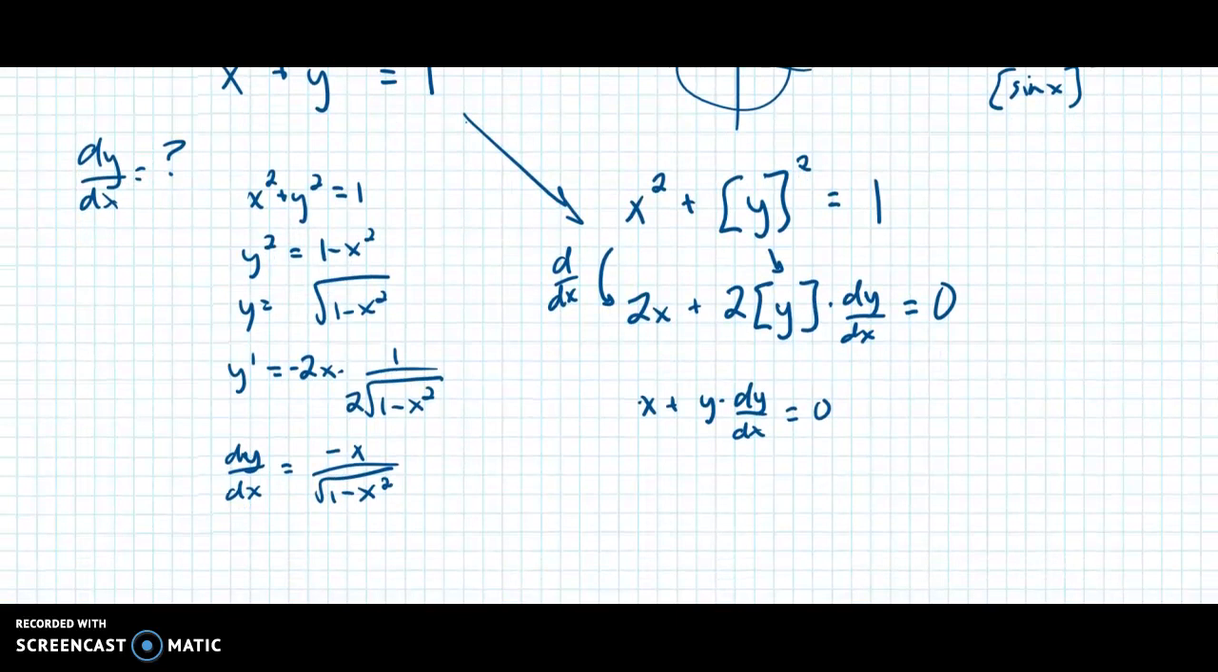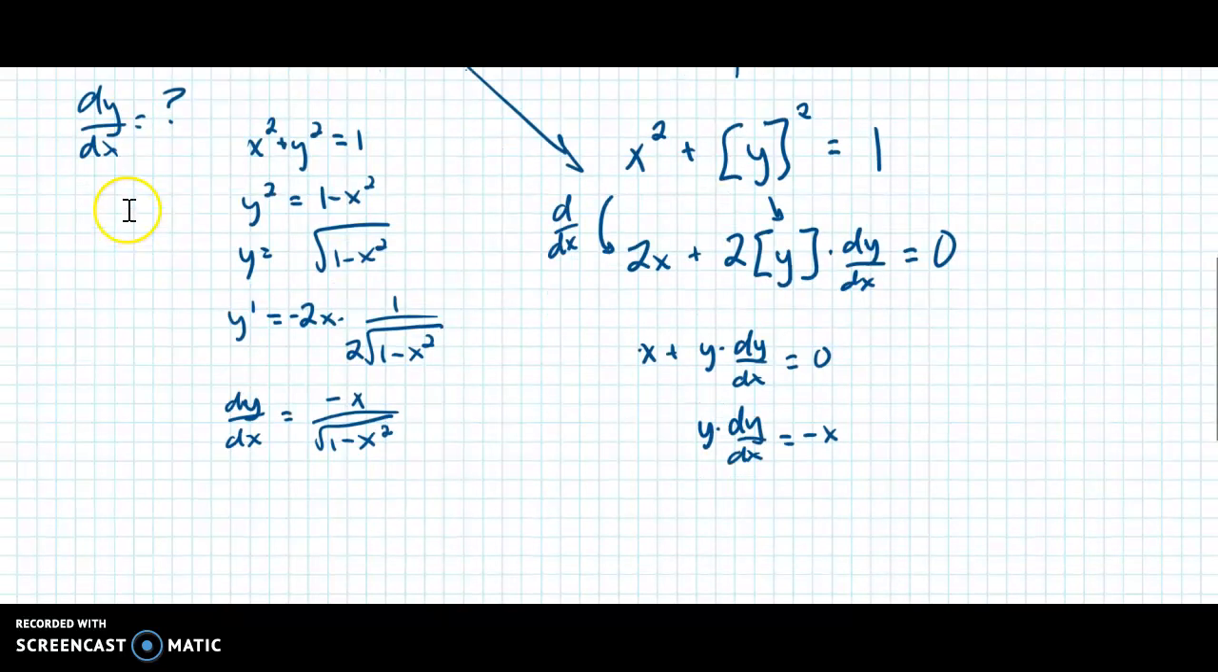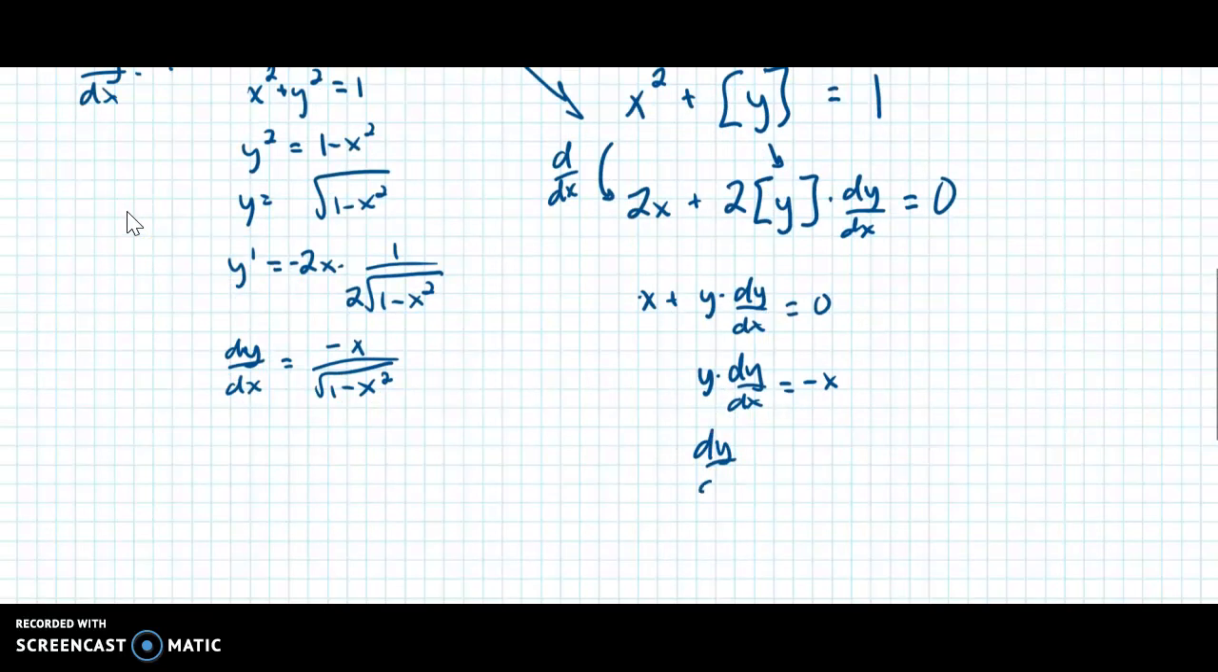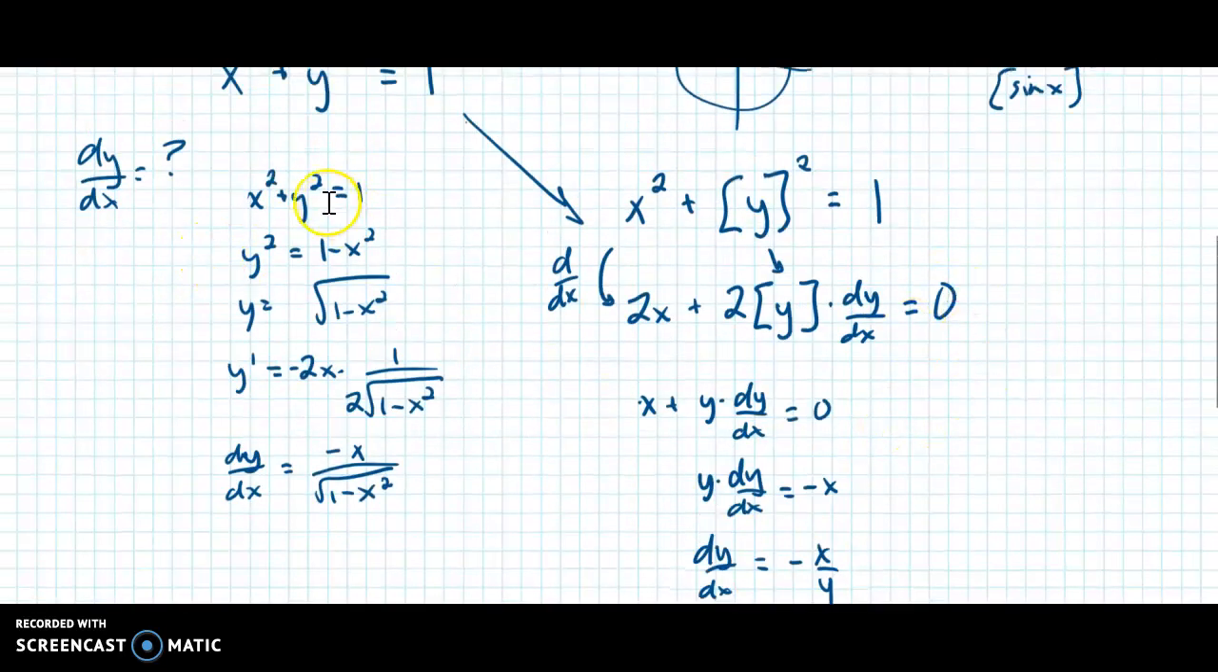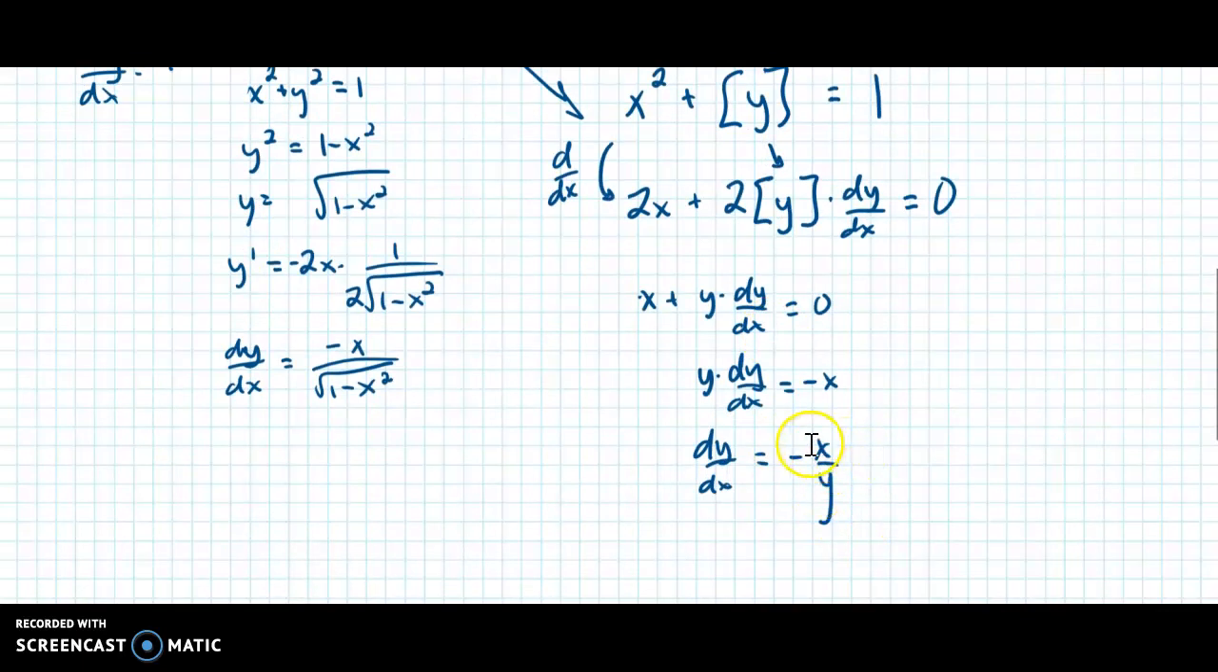From there, I move the x over, and that gives me, well, I guess I'll show all the steps. Y times dy dx equals negative x. And then I can divide by y, and I get that dy dx is equal to negative x over y. Now, you may say, that's more lines than this. Well, it is, but this is a more simple version, right? This is a simpler equation than this thing.